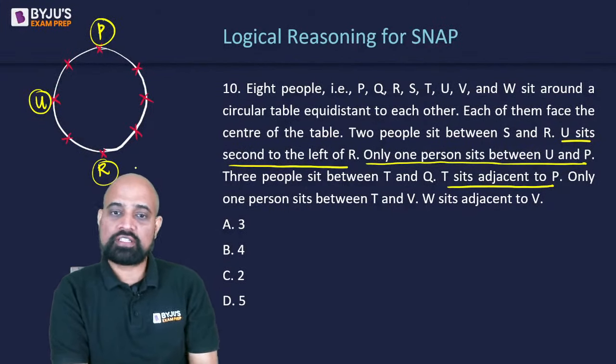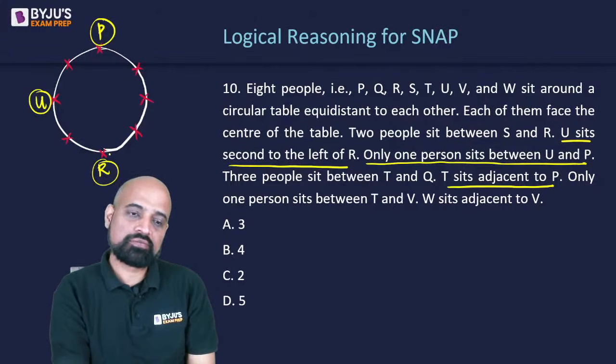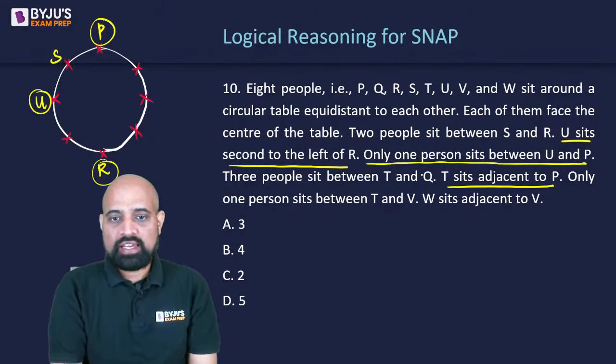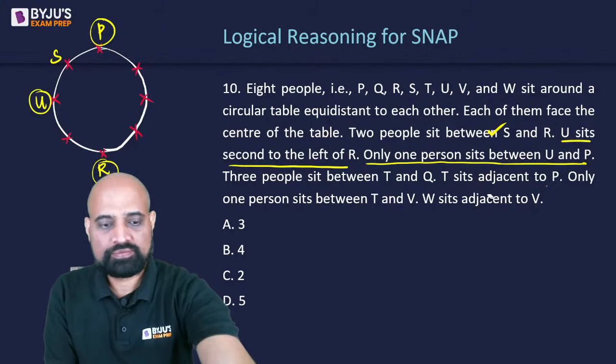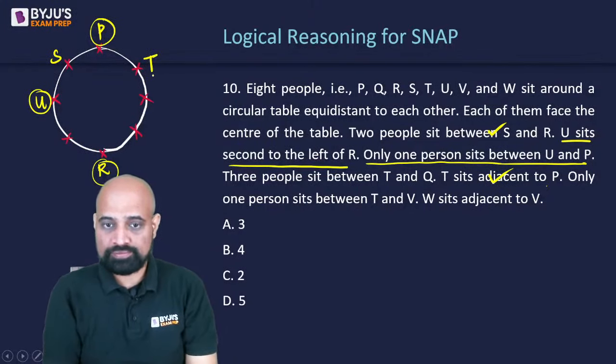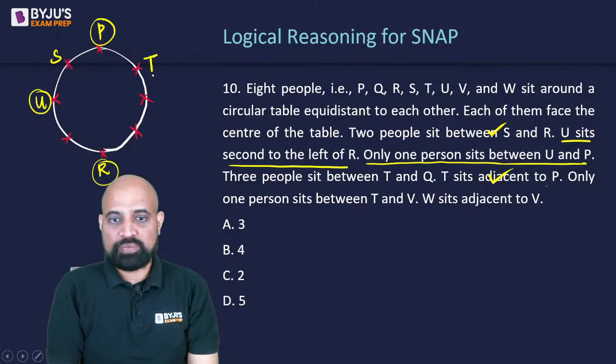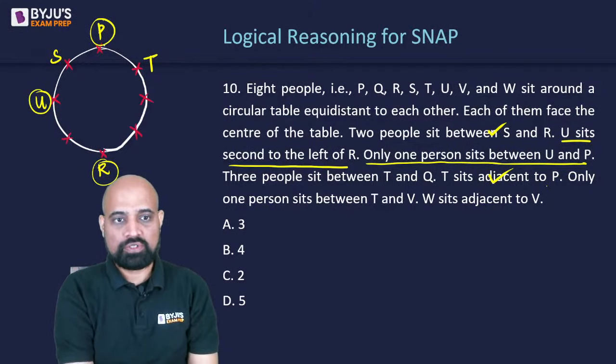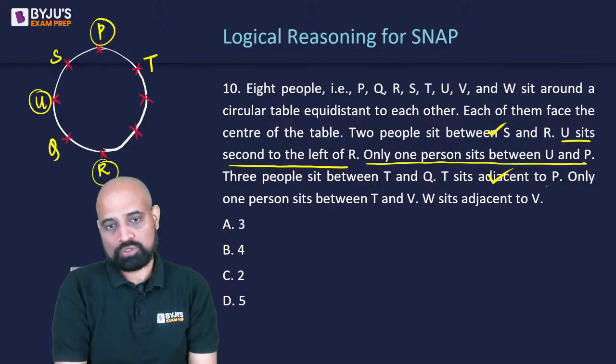So I'll start with two people sit between S and R. So I'm going to take 1, 2. Two people sit between S and R. Okay. Next, T sits adjacent to P. So the only place T can go is here. Three people sit between T and Q. 1, 2, 3, three people. So T and Q, they are supposed to be opposite.